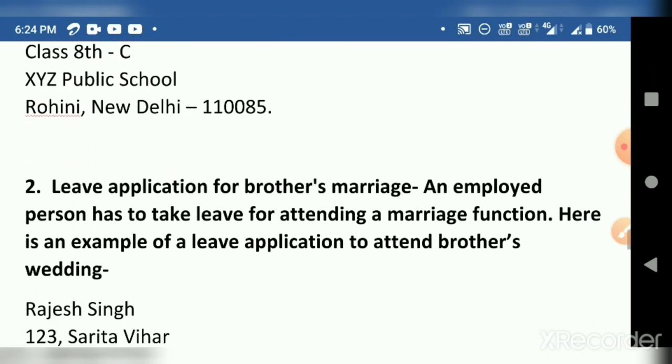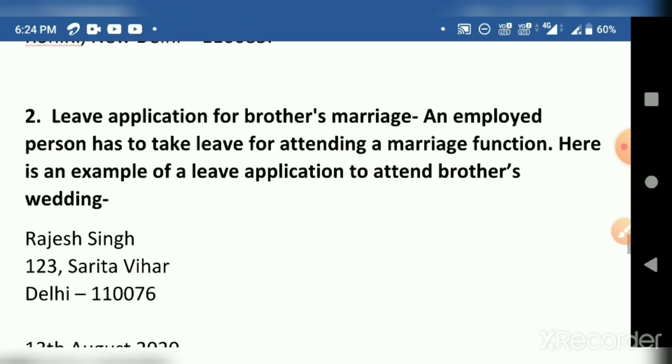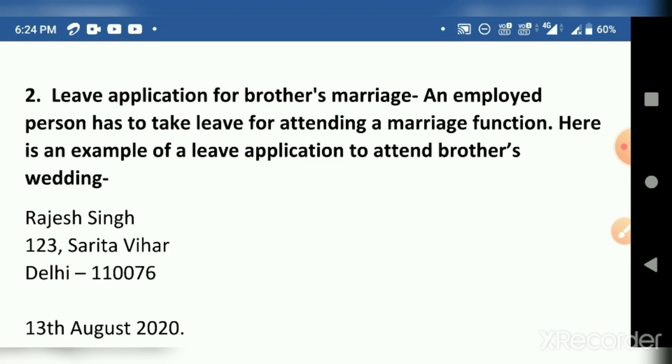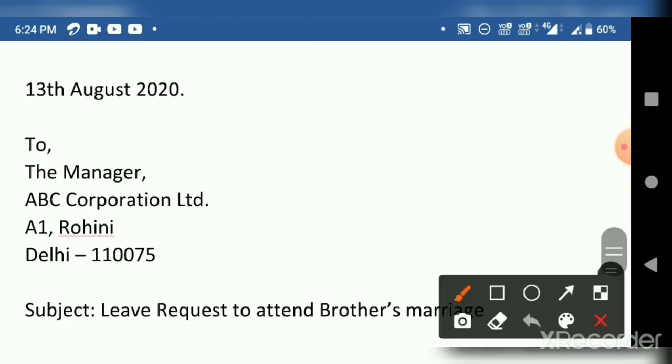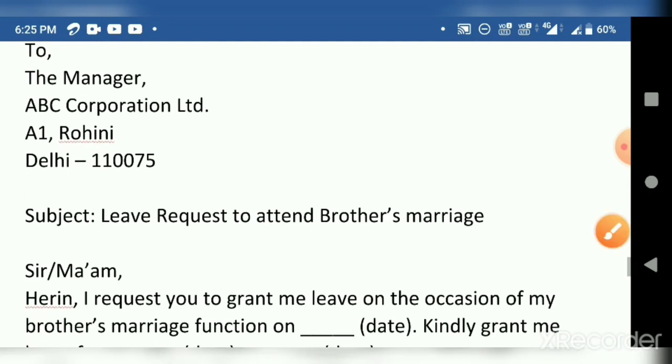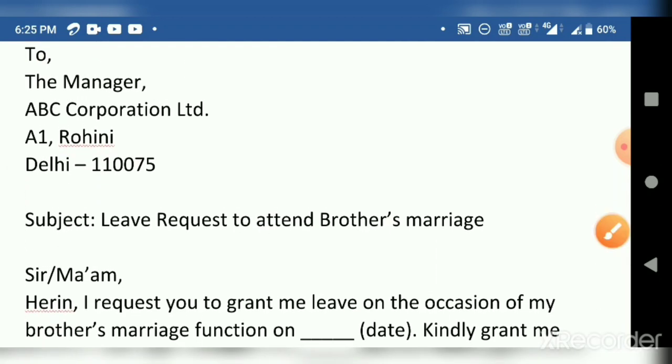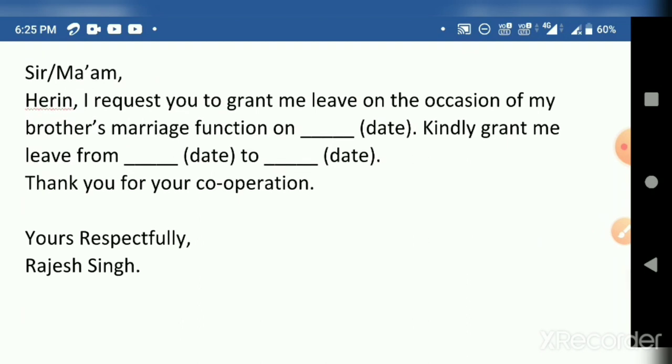And this is the second example. An employed person has to take leave for attending a marriage function. Here is an example to take leave to attend a brother's wedding. So this is the sender's address. Then the date, and here it is written "To", where you will not write "To". So the address of the receiver, then subject and body copy, and your subscription.